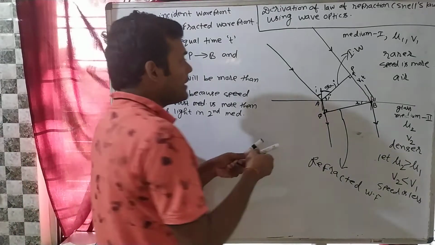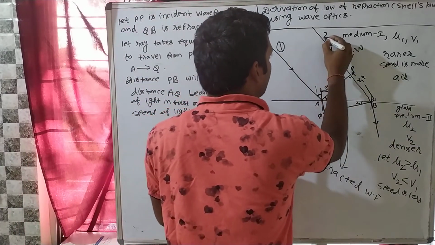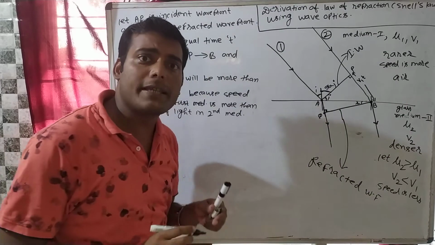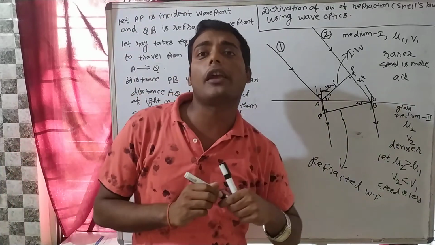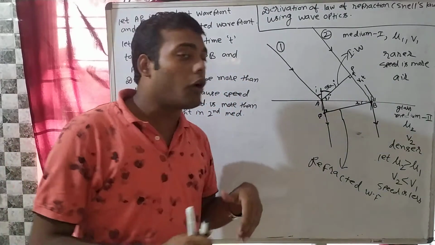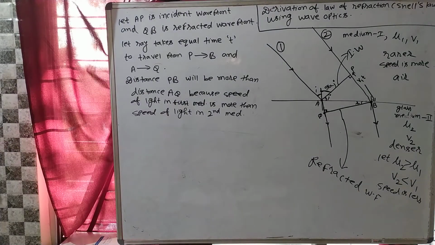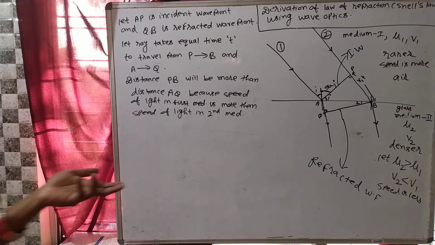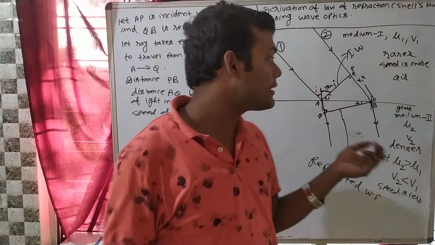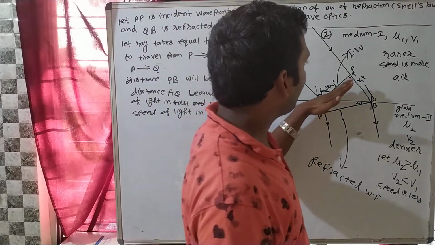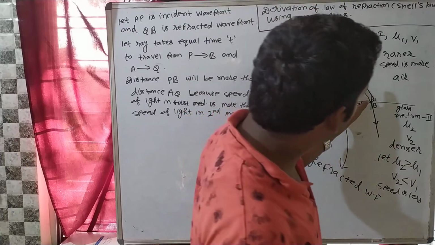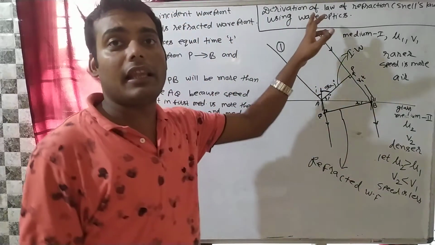Suppose this is our first ray of light and this is our second ray of light. Tell me, which ray of light is traveling more distance? The answer will be the second is traveling more distance. If I ask how much more distance, I will make a perpendicular on this, and we will see that this much more distance the second light has to travel.